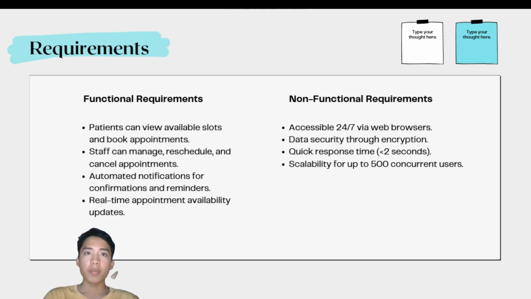So what are the requirements to do this? In these requirements, we have two types: functional and non-functional. In functional, patients can view available slots and book appointments. Staff can manage, reschedule, and cancel appointments. Automated notification for confirmation and reminders. Real-time appointment availability updates. And for the non-functional requirements, we have accessibility 24/7 via web browsers, data security through encryption, quick response time of approximately 2 seconds, and scalability for up to 500 concurrent users.